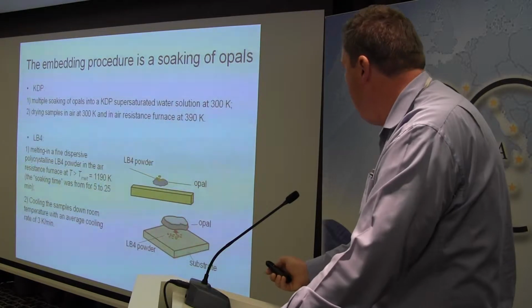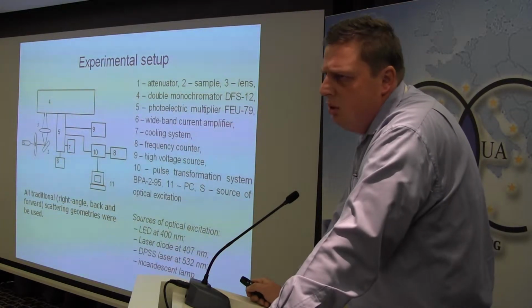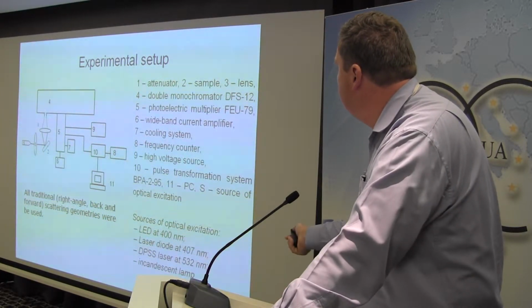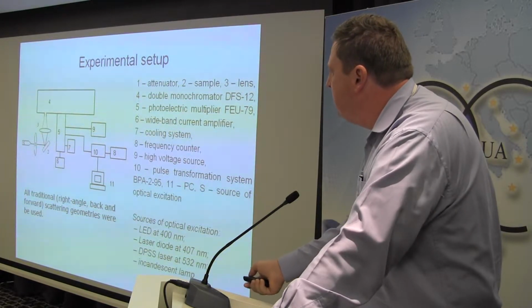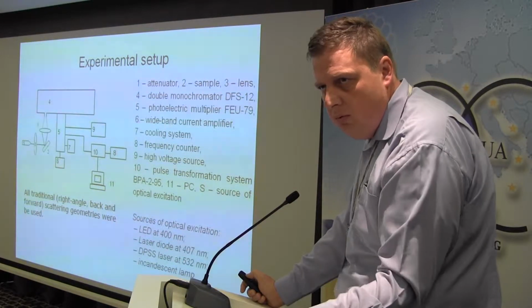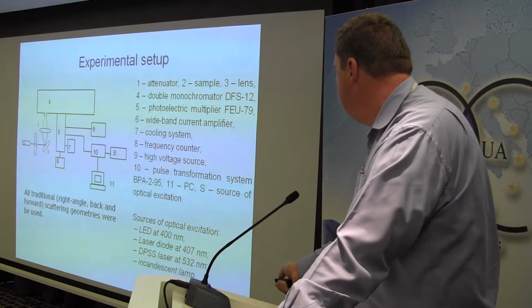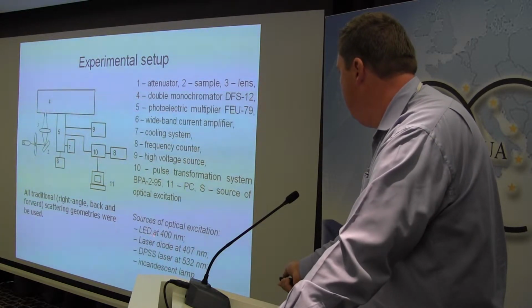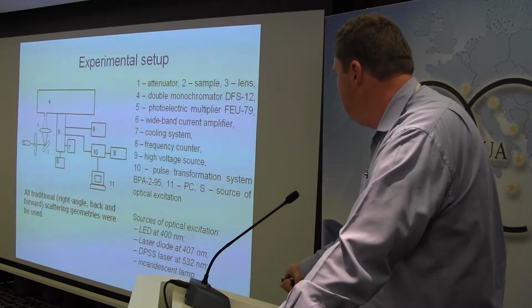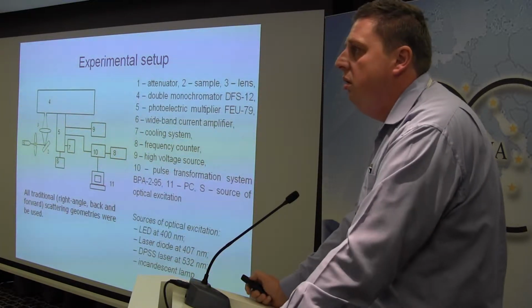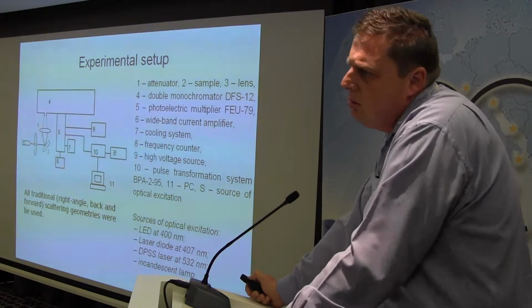So, the experimental setup was a traditional setup. A laser spectrometer was based on double monochromator DFS 12. All traditional scattering geometries were used: right angle scattering, back scattering, forward scattering, you see. And sources of optical excitation were as following: light emitting diode at 400 nanometers, laser diode, DPSS laser, and incandescent lamp. The latter was used for measuring reflection and transmission spectra, as you see.